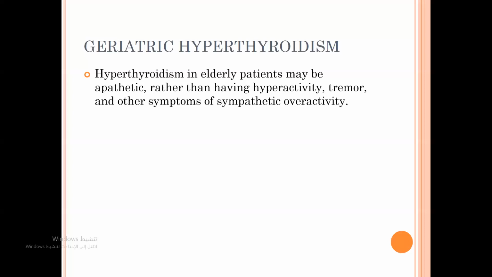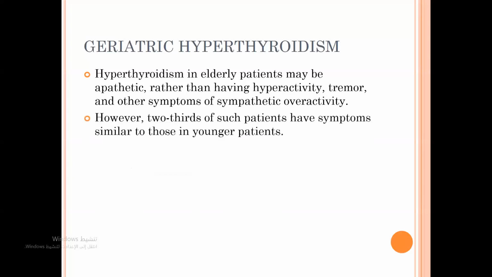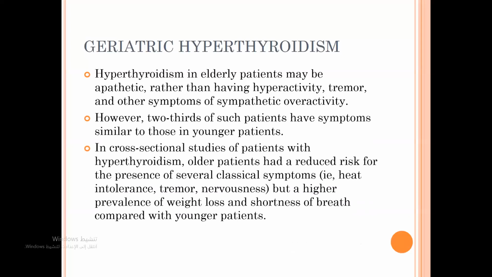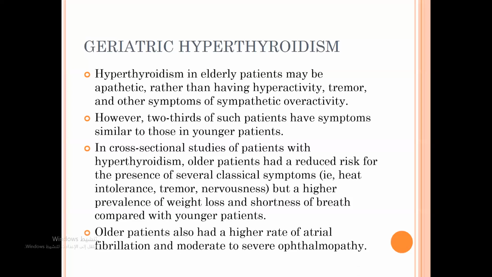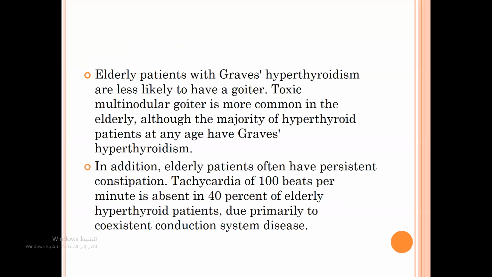What about geriatric hyperthyroidism? Hyperthyroidism in the elderly may be a little different. Patients will sometimes present with an apathetic condition, being quiet rather than having hyperactivity, tremor, and other symptoms of sympathetic overactivity. Two-thirds of such patients have symptoms similar to those in younger patients. In cross-sectional studies, older patients had reduced risk for several classical symptoms, but a higher prevalence of weight loss and shortness of breath compared with younger patients. Also, the elderly may have an increased rate of atrial fibrillation.